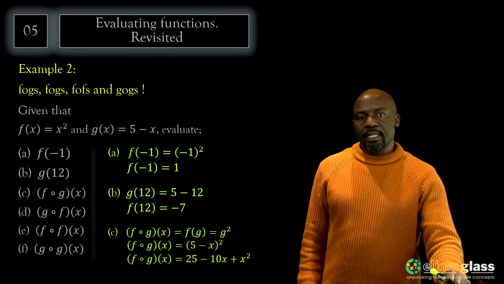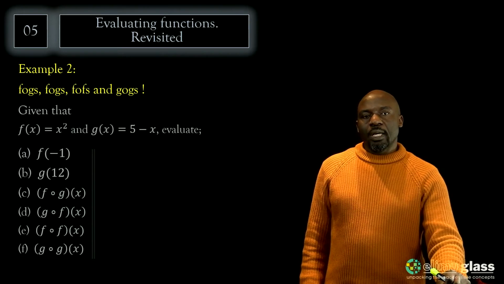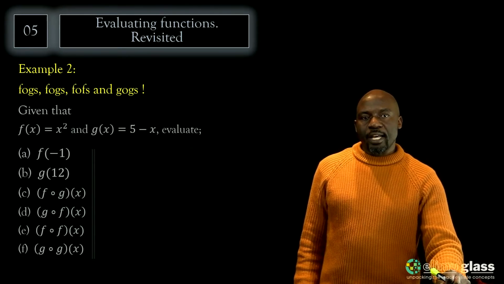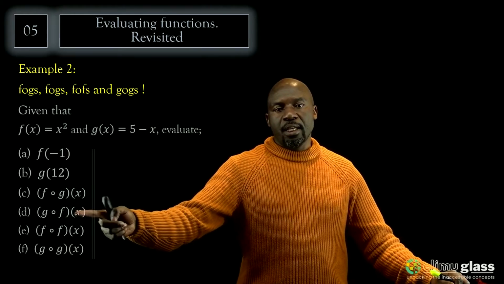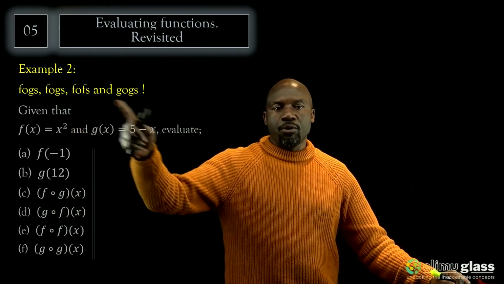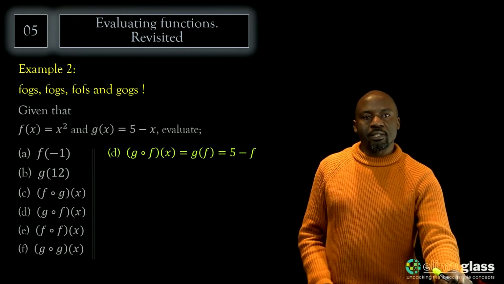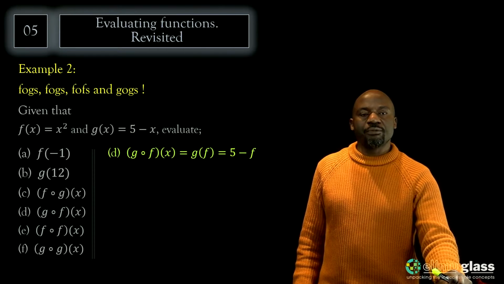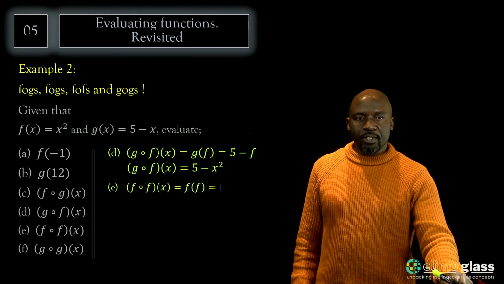Part D, we're looking for g of f of x. So let's clean that up. G of f of x. So we take f of x and feed it into g. So f of x is x squared. We put it in here, so we get 5 minus x squared. It's really, really simple, okay? So 5 minus f, which is 5 minus x squared, all right?